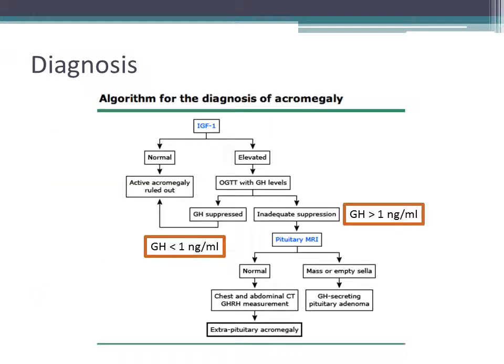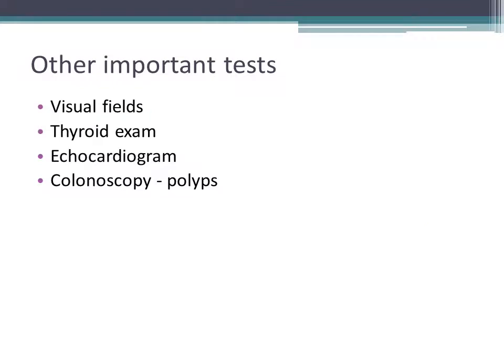So this is just a recap of what we discussed earlier. Other important tests, because the majority of patients with acromegaly present with macroadenoma, you should anticipate or look for mass effect conditions like visual field disturbances.